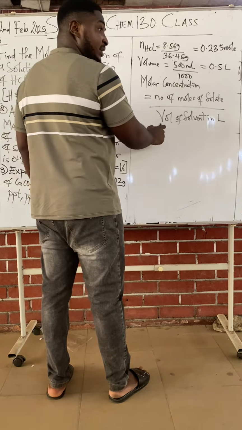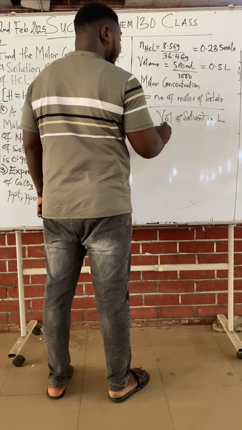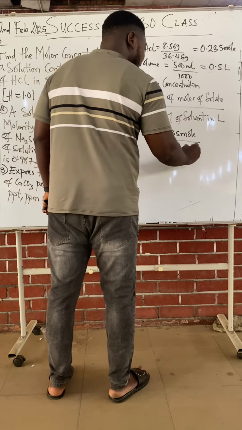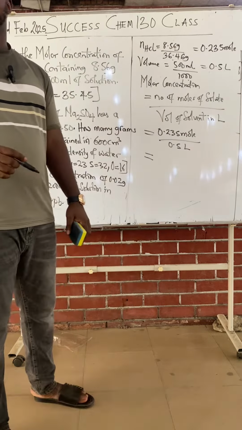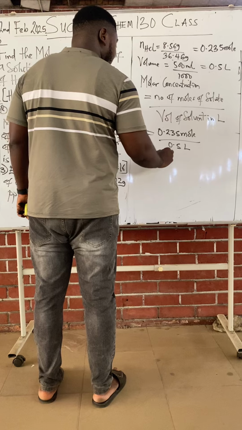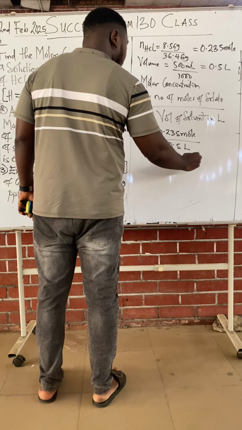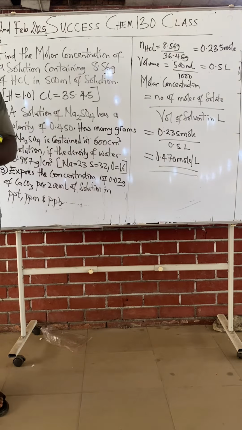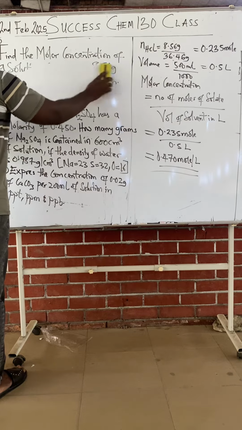Now we have mole and we have liter. We can get our molar concentration, which is the number of moles of solute, 0.235 mole, divided by 0.5 liter. Who has done the math? 0.470 mole per liter. That's the molar concentration for the first question, class. Anytime you have to find molar concentration, it is the number of moles divided by volume in liters. So we're done with the first question.